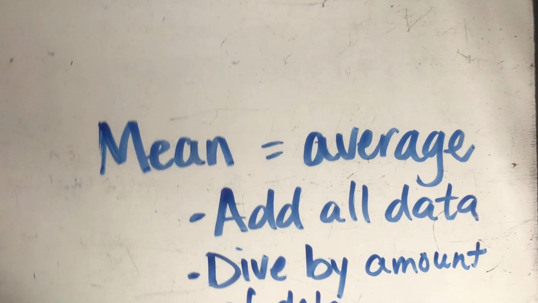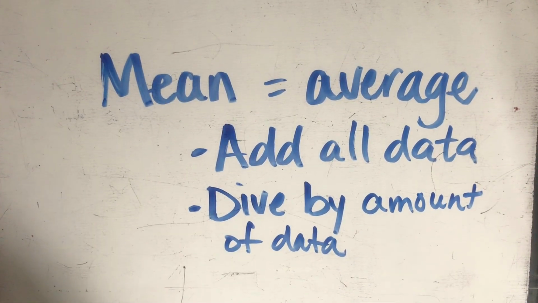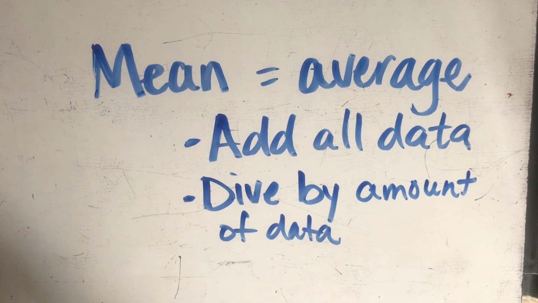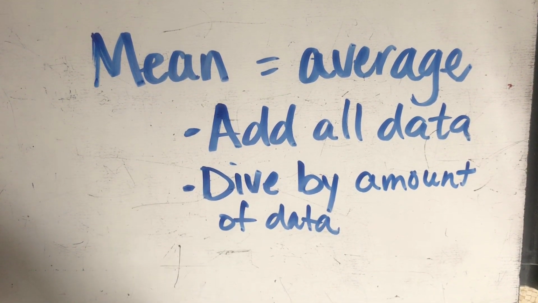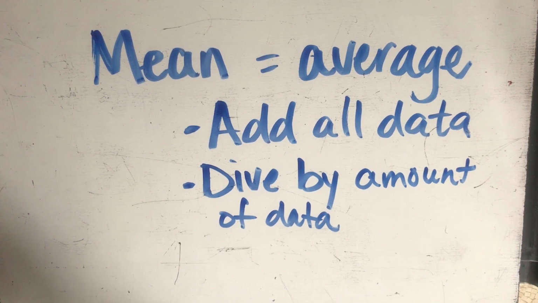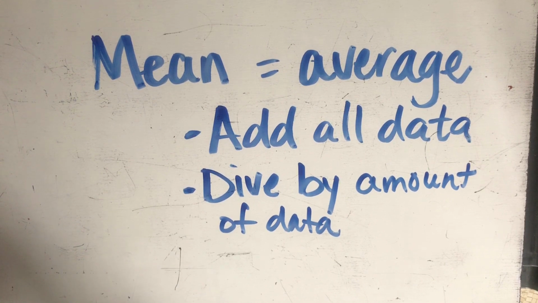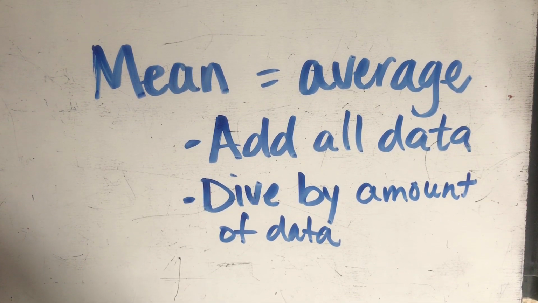So what I need you to know today is that the mean, or average, is what we get when we add all the data together and divide by how much data we have. So 2 steps today: add, then divide. That will take you through all of your examples in the practice set.